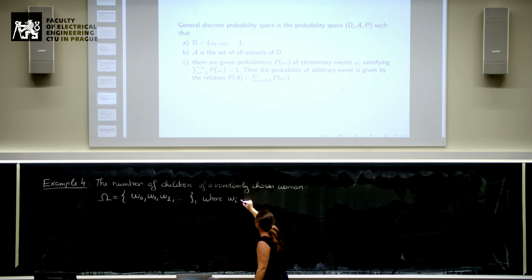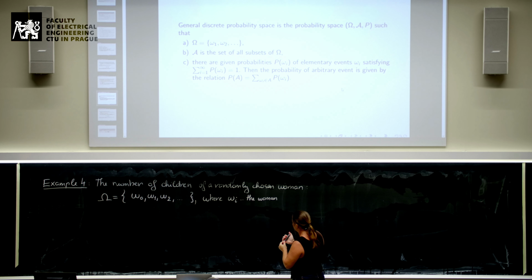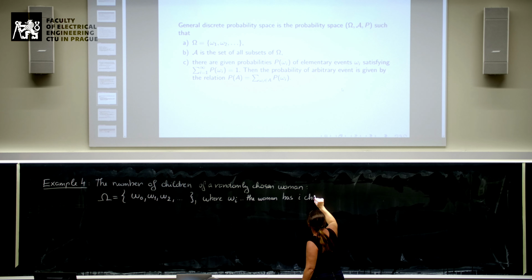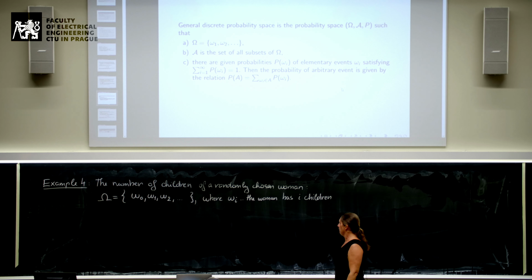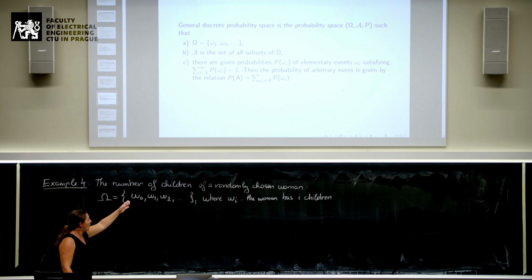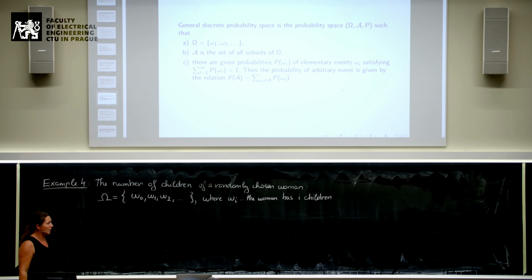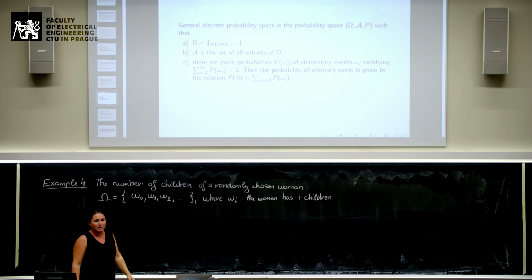omega i means that the woman has i children. Yeah? So omega 0 means that the woman has no child. Omega 1 means that the woman has one child. Omega 2 means that the woman has two children, and so on and so on. But the probabilities of the elementary events are not the same.